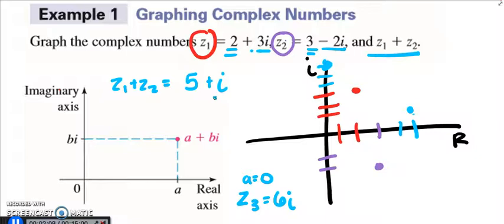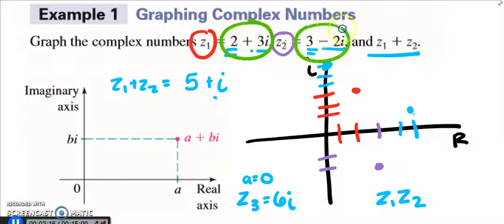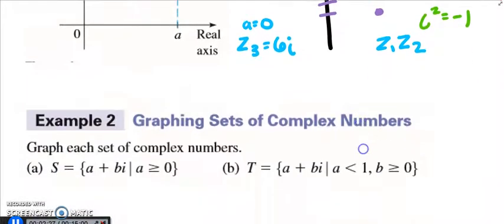And you'll see some on your homework where it asks for this, which is multiplication. So you would multiply these two, FOIL them out. And we've done that before with complex numbers. Don't forget that i squared is a negative. So you can just simplify that and graph.